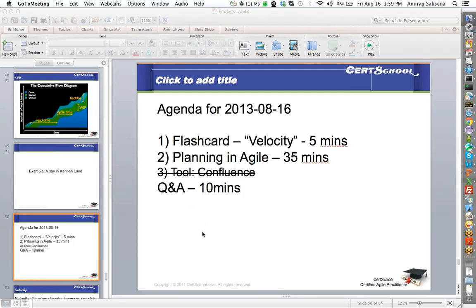Okay, not everybody attempted, but most of you got it right. The correct answer is retrospective is done at the end of the sprint. It is not done at the beginning. It is not done at the end of the release, and it cannot be done at just some random time. It should be done at the end of the sprint.